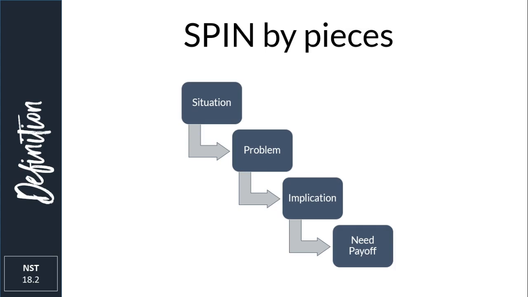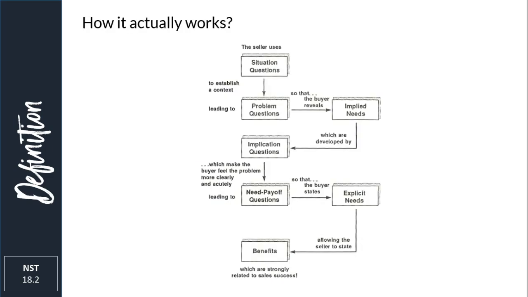So, spin by pieces, there are four phases in spin selling. We also have a conclusion, but basically these are the main four phases. The first one is situation, the second is problem, the third is implication, and the last one is need payoff. And how does this technique actually work?